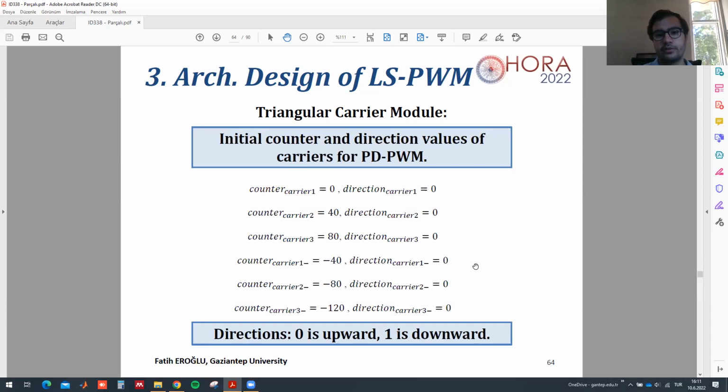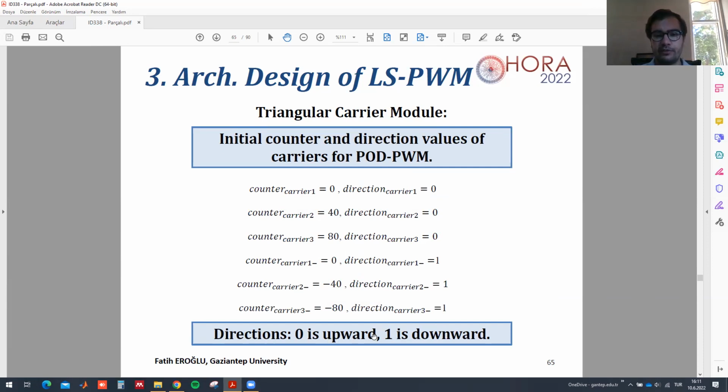For example, this is for PD PWM. These are the initial values of the counters, and these are the initial directions of the counters. 0 represents upward direction, an increasing counter value, and 1 represents a downward direction, a decreasing counter value. So this is for PD PWM. Similar approaches are used in different types of level-shifted PWM structures.